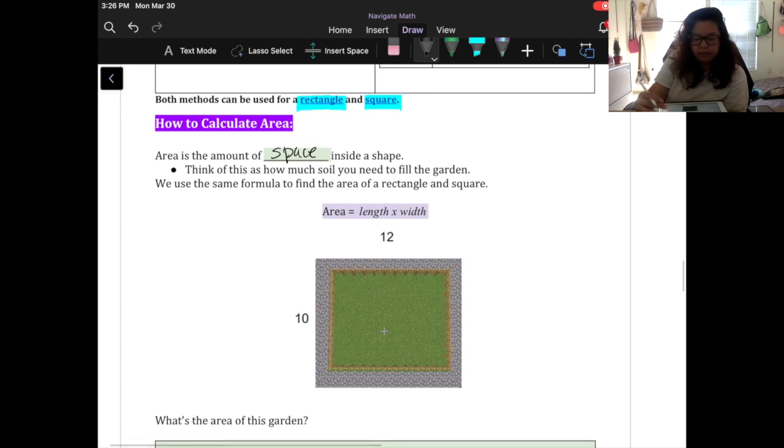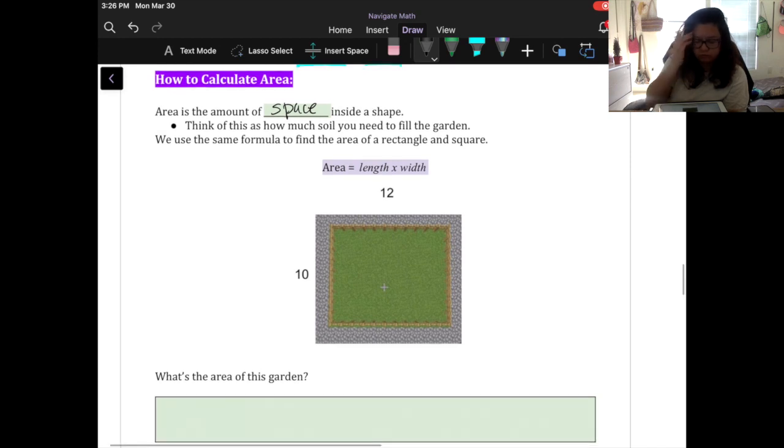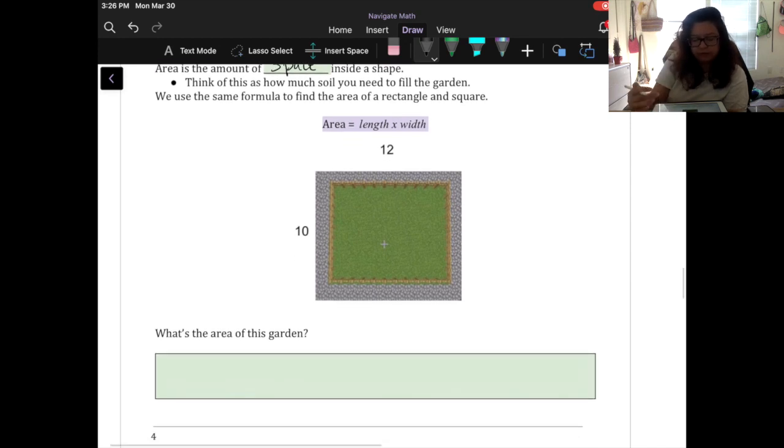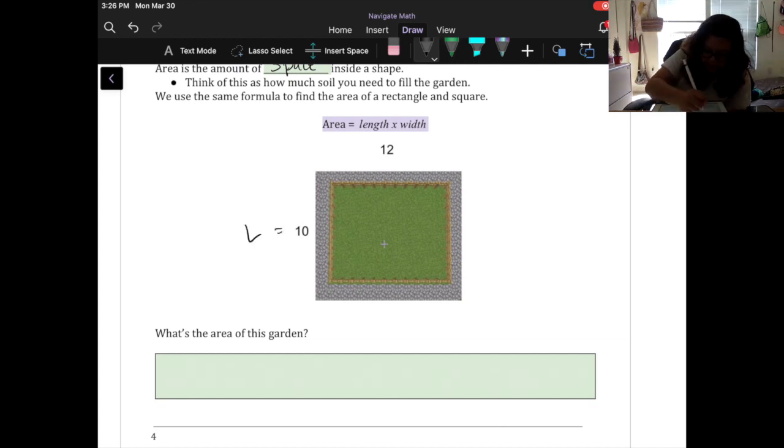We use the same formula to find the area of a rectangle and a square. So here's the equation of an area. We have area equals length times width. So I'm going to label this again. L is the length and W is the width. So what's the area of this garden?